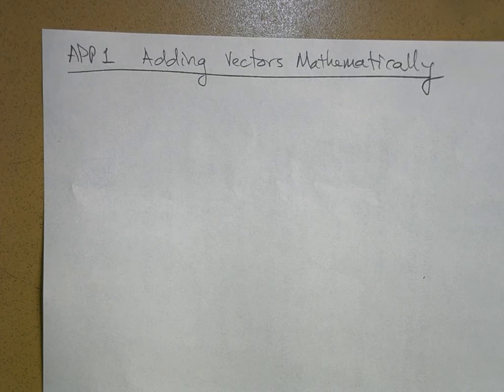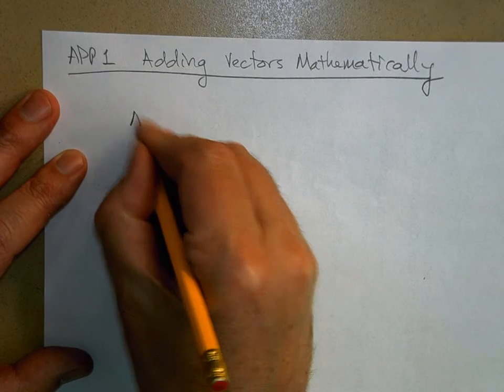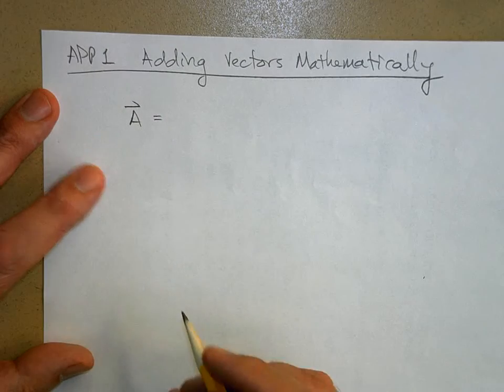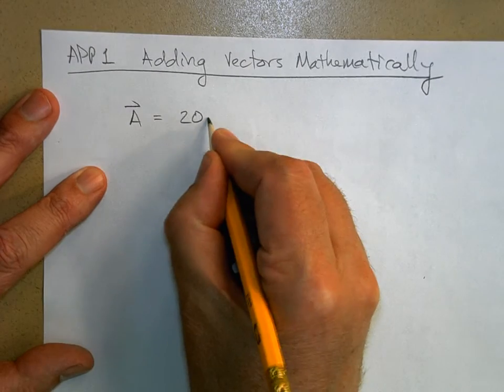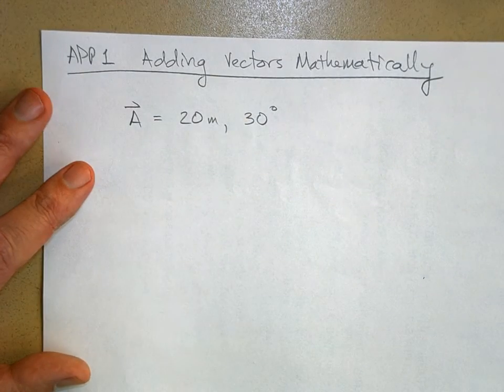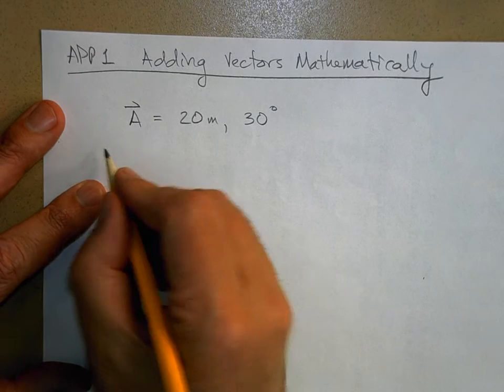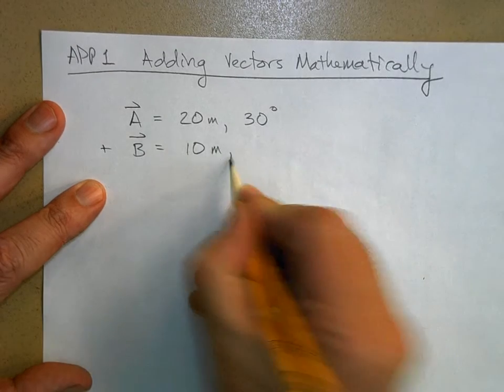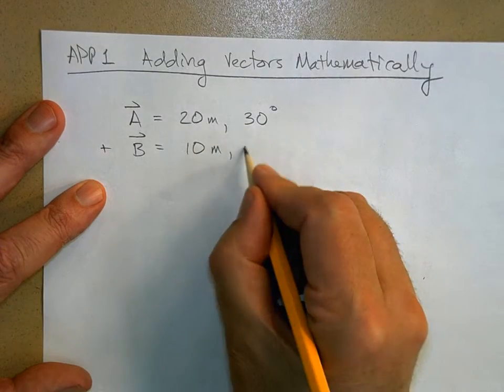Today we're going to add vectors mathematically rather than graphically. I'm going to start off with an example problem that we could do graphically. Let's say we have a displacement vector A with a value of 20 meters and an angle of 30 degrees. And I want to add to it vector B, which is 10 meters at 70 degrees.